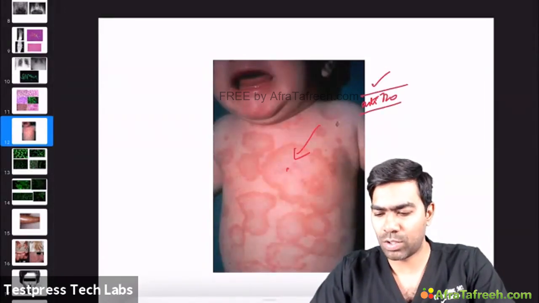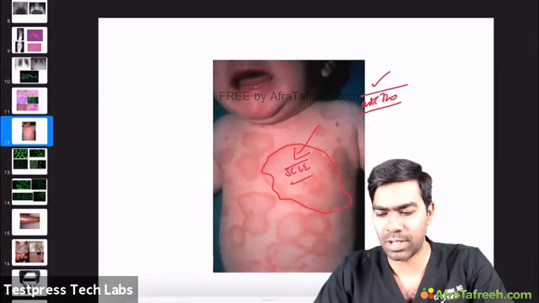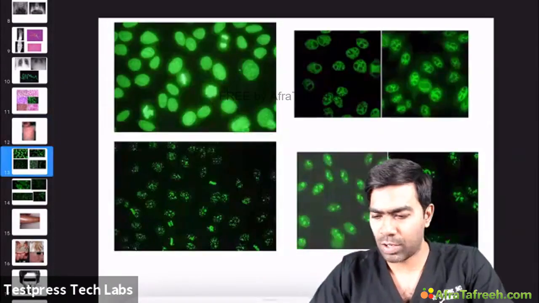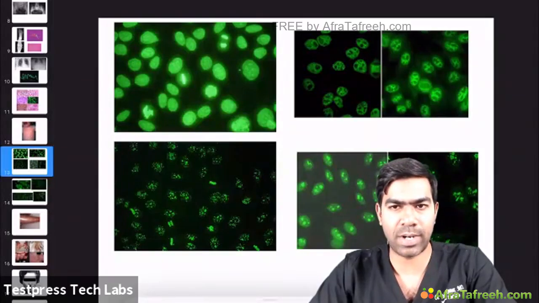Anti-Ro antibody will also produce these SCLE type lesions. That's called subacute cutaneous lupus erythematosus lesion, and this is how it looks. These are annular polycyclic lesions. Some lesions may be target type lesions also. That's called Rowell syndrome, which we've seen already. Example of neonatal lupus. And this is a typical immunofluorescence pattern that you get.